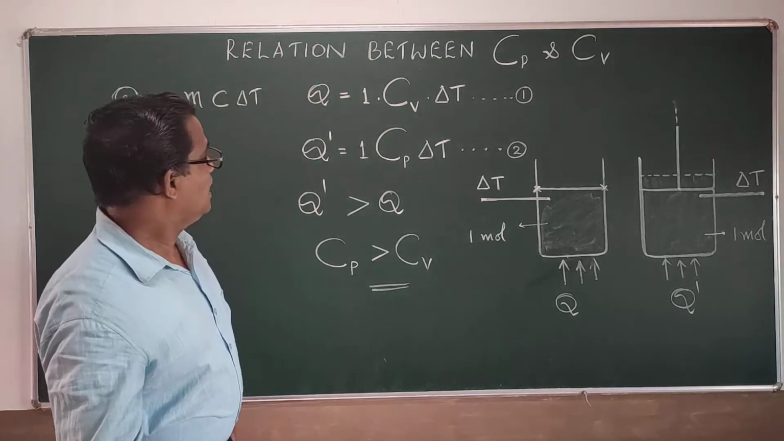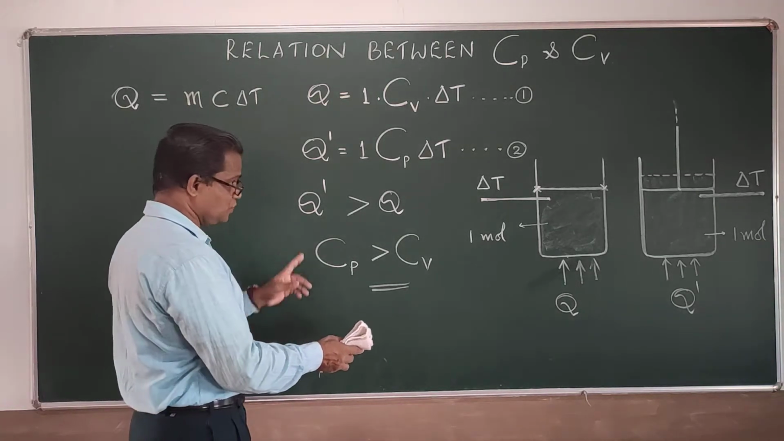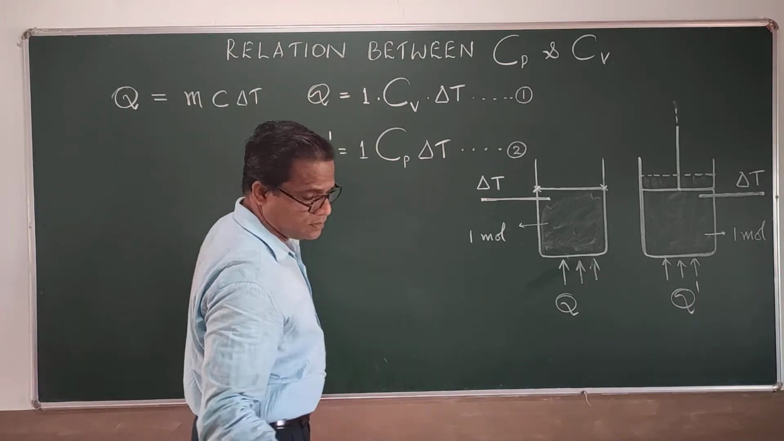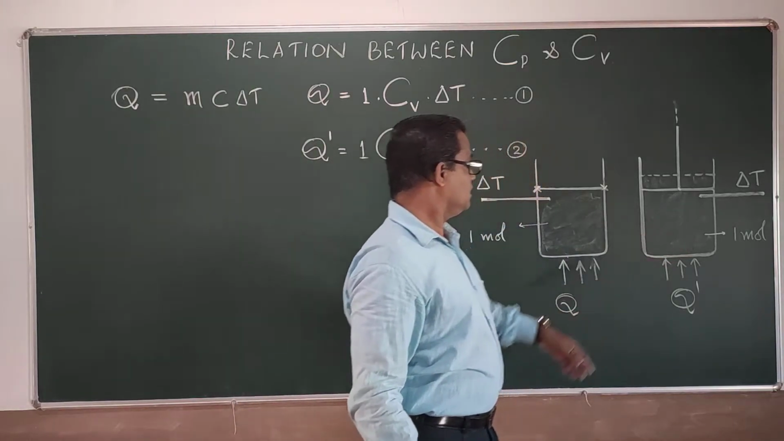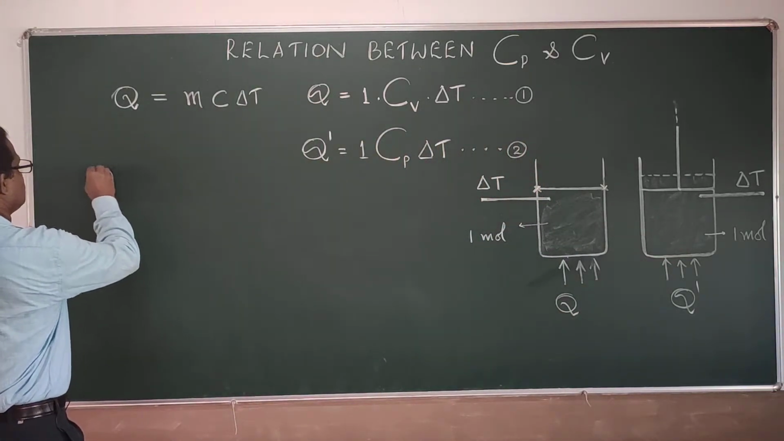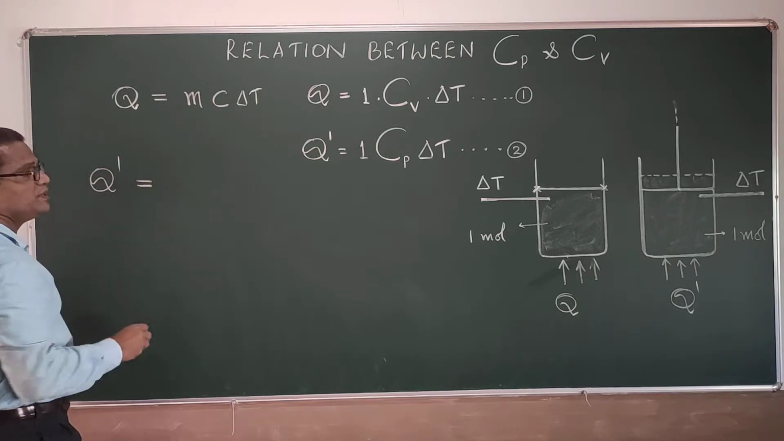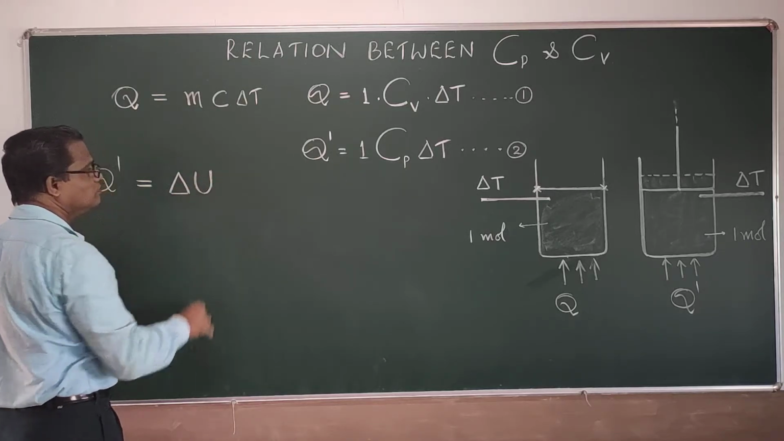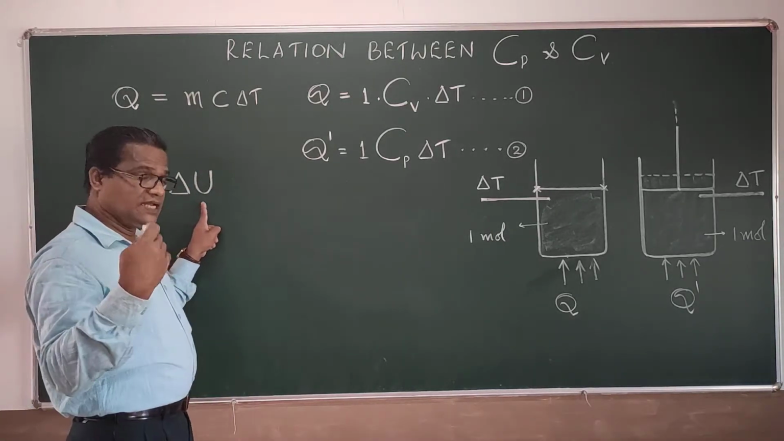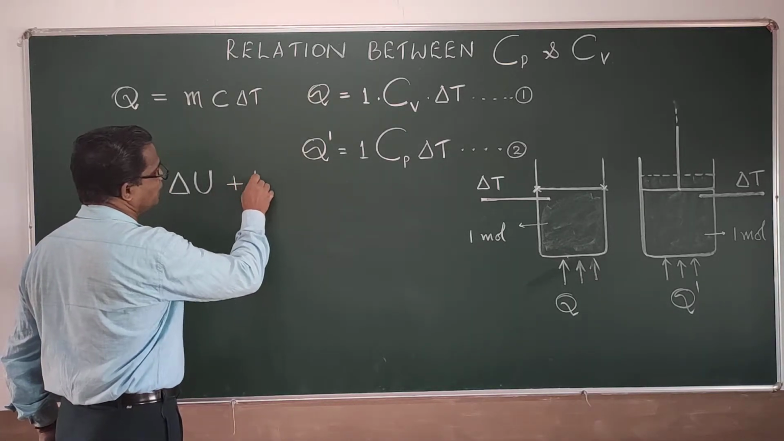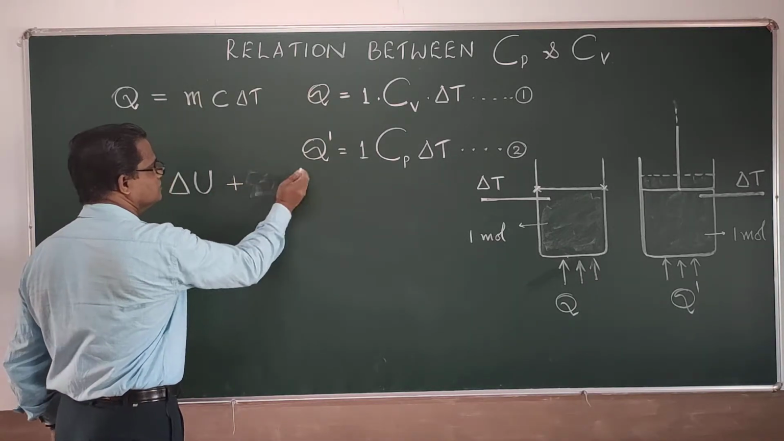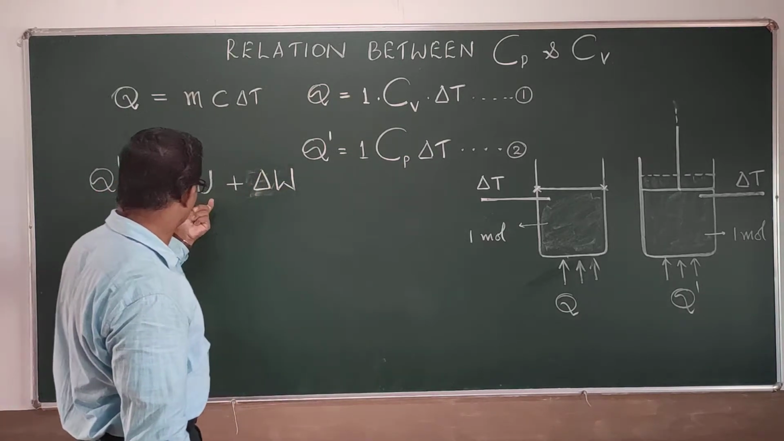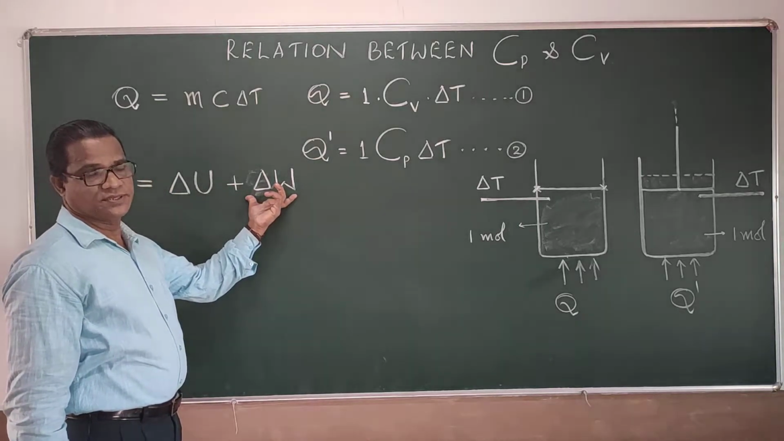For that, I consider the second experiment, that is this one. Here, the heat energy given to the system, Q prime, is used up in two ways. One is to increase the internal energy, and also for doing external work. So internal energy increase and external work together.